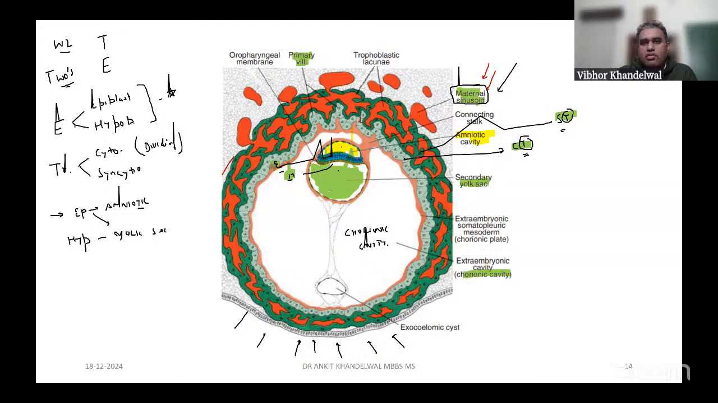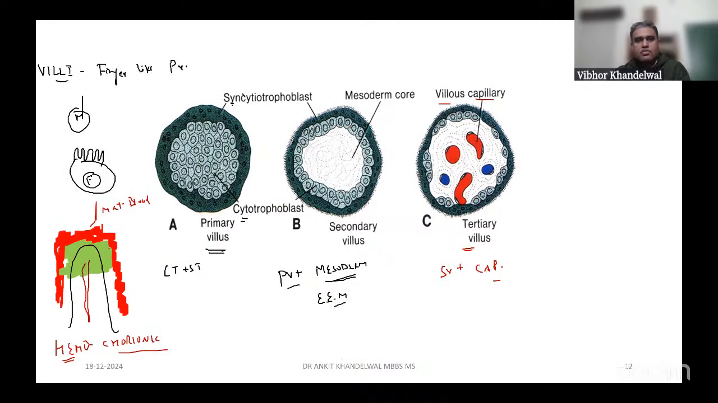And in this villi, if you imagine that there are villus capillaries from inside, this is the area where the diffusion will take place. Okay, so in humans, the type of placenta is hemochorionic placenta.